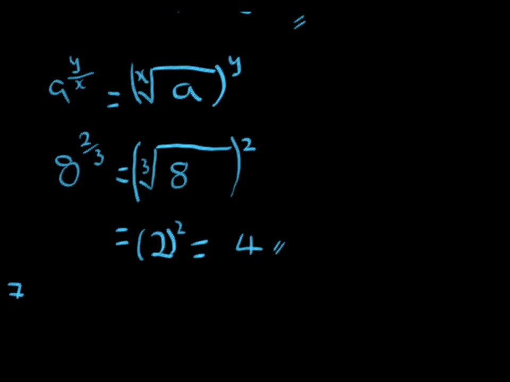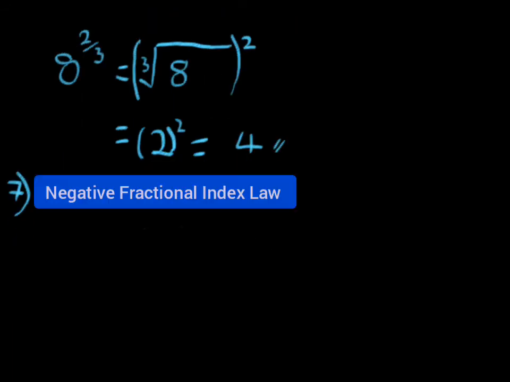Now, the next law we're going to be talking about would be the negative fractional index. How does this whole piece come about? So we are going to have a fraction at the power. But the difference between this and the previous one was that this fraction has a negative sign.